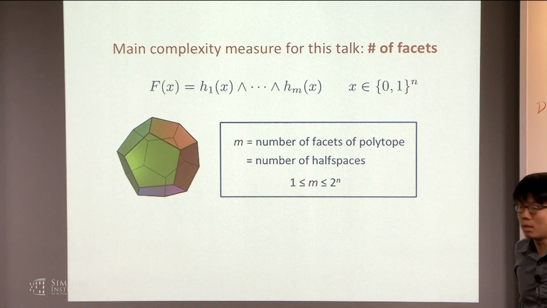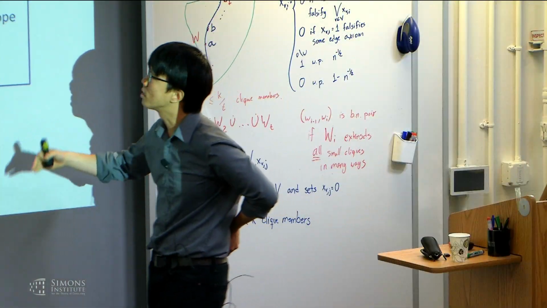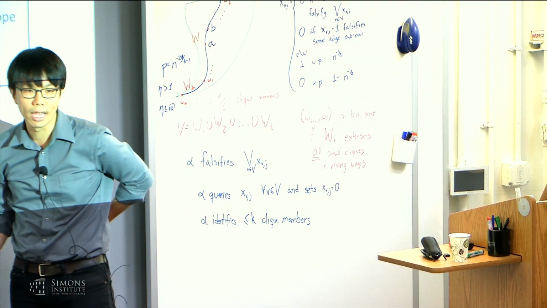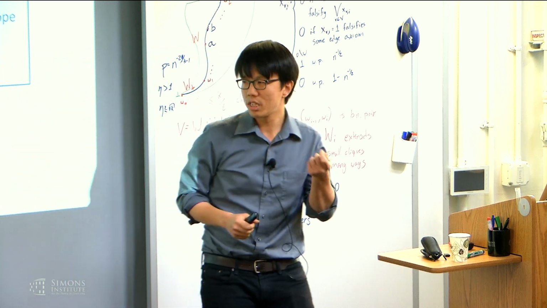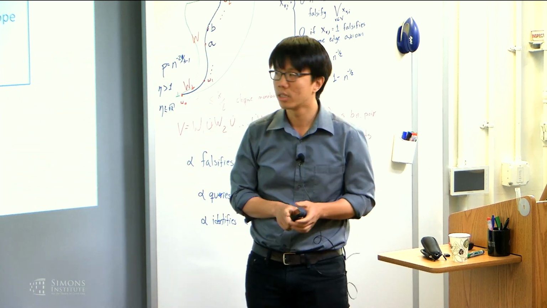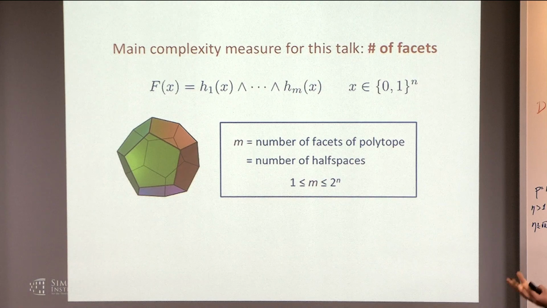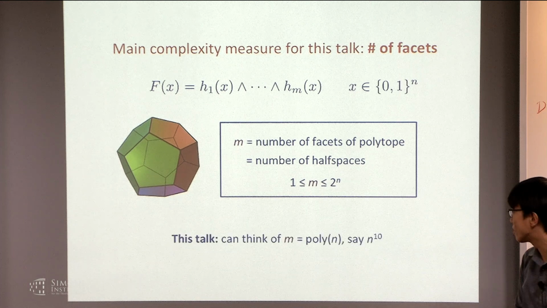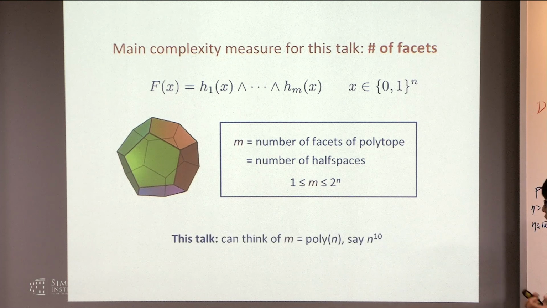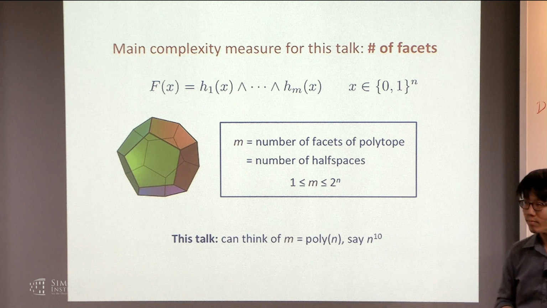There's just one complexity measure we'll be concerned with, perhaps the most natural one, the number of facets. In other words, it's the number of half spaces if you write f as the AND of m half spaces. I'll reserve m to denote this quantity throughout. It's not too hard to see, since we're working over the discrete cube, that m is a number between 1 and 2^n, and we would like to get as good a dependence on m as possible. In this talk, for concreteness, we can think of m as poly(n), say n to the 10th. So we're concerned with n-dimensional polytopes with poly(n) many facets.